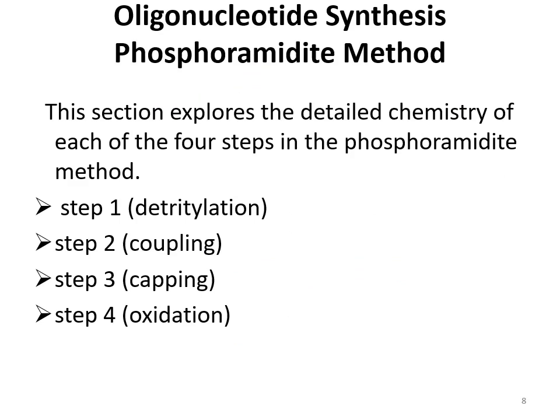This section explores the detailed chemistry of each of the four steps in the phosphoramidite method. Step 1 is detritylation, step 2 is coupling, then step 3 is capping, and step 4 is oxidation. So it is basically step 4 is capping and step 3 is oxidation, I guess.